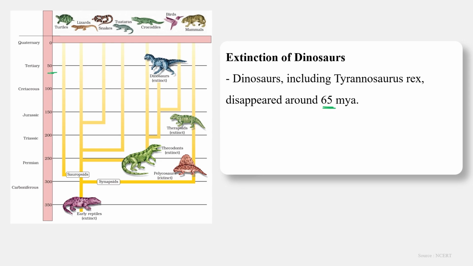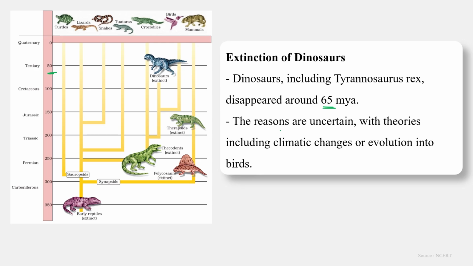Around this time, 65 million years ago. What was the reason? The reason is still uncertain, but some theories suggest that because of a certain kind of climate change or evolution into birds, suddenly these dinosaurs became extinct.